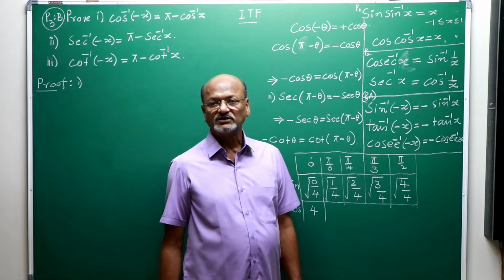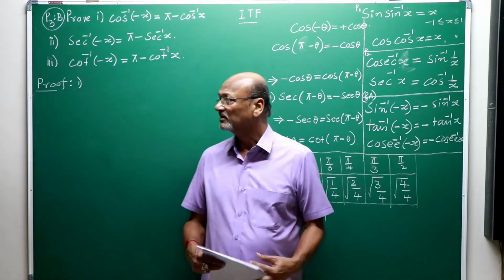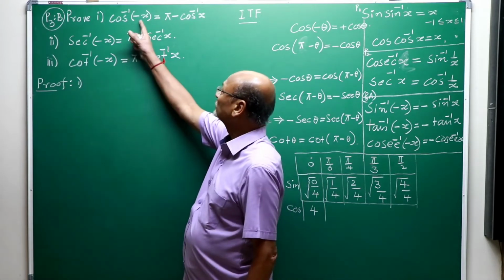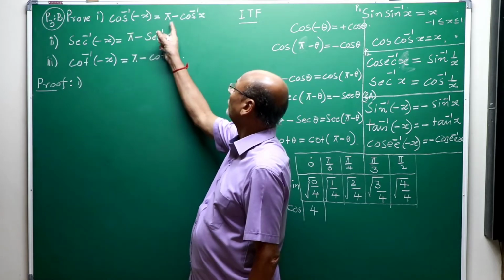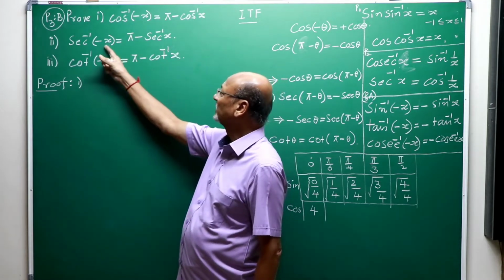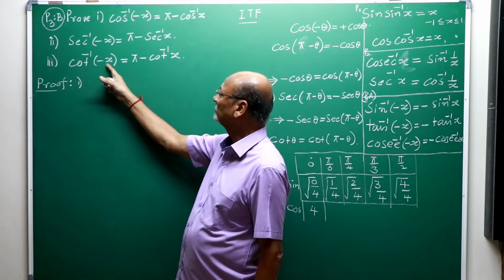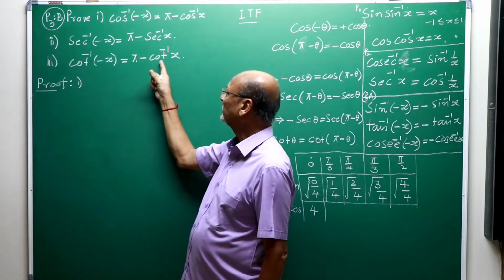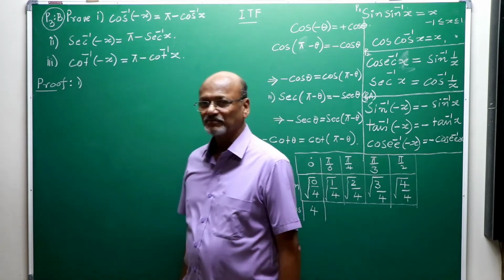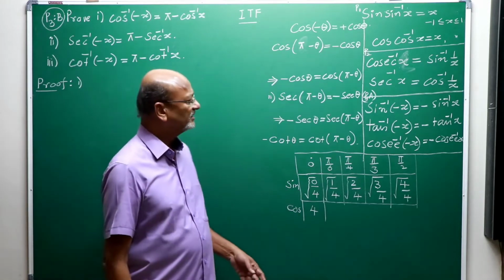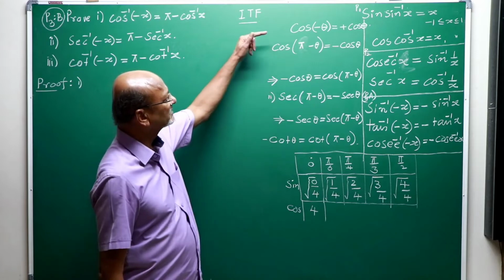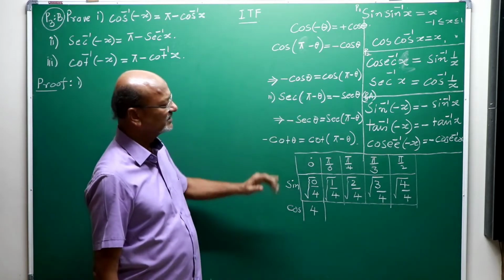These are related to the first three inverse trigonometric functions. Then we are left with another three: cos inverse of minus x is pi minus cos inverse x, sec inverse of minus x is pi minus sec inverse x, and cot inverse of minus x is pi minus cot inverse x. For these other three we need once again a result that we have done in trigonometry.